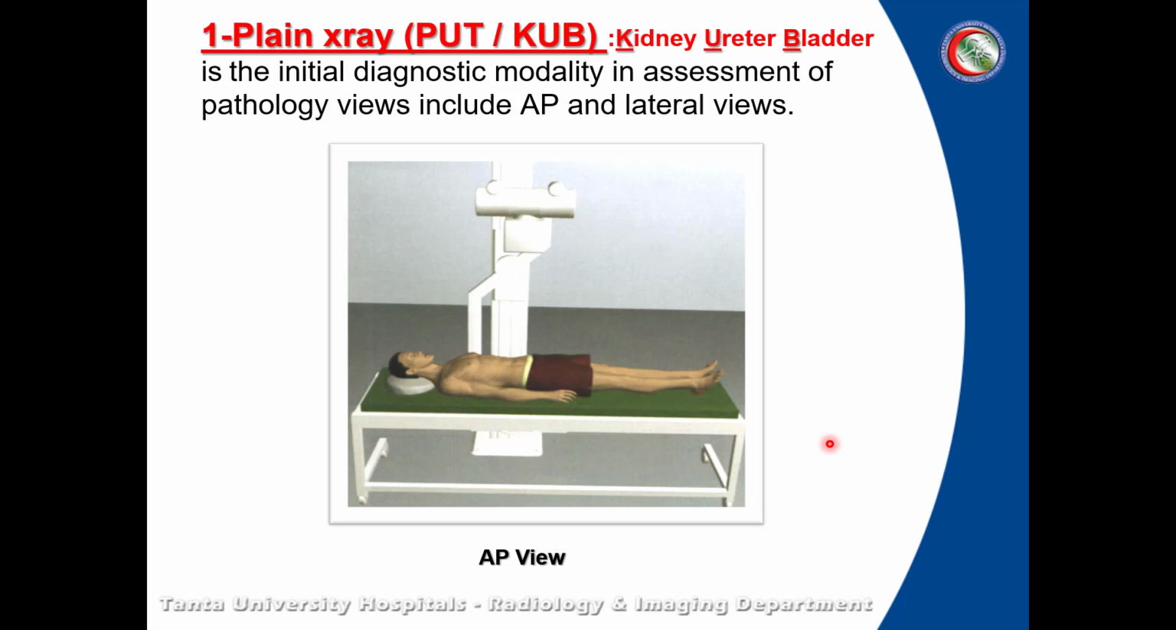The patient is lying supine on the table, and the X-ray tube or X-ray machine is in the anterior position of the patient, and X-rays penetrate the abdomen and pelvis of the patient to be received by the receptor on the opposite side. This is anteroposterior view for abdomen and pelvis, or PUT or KUB.